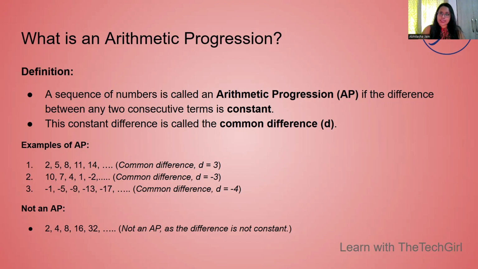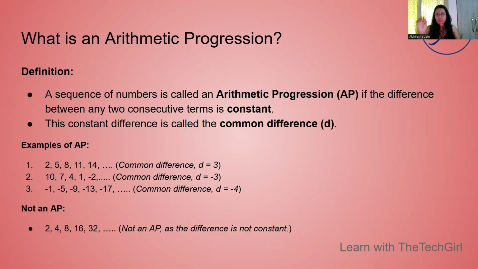Now, an example that is a series, a sequence, but not an AP is 2, 4, 8, 16, 32, right? The difference between 2 and 4 is 2. The difference between 4 and 8 is 4. The difference between 8 and 16 is 8. The difference between 16 and 32 is 16. So it's increasing in a pattern. Yes, there is a relationship, but this is not an AP series. This is not an arithmetic progression.